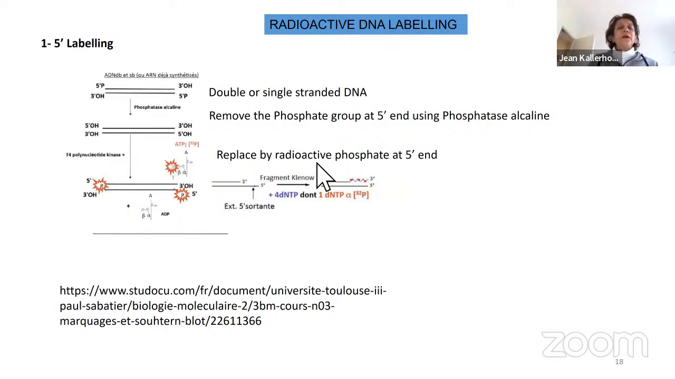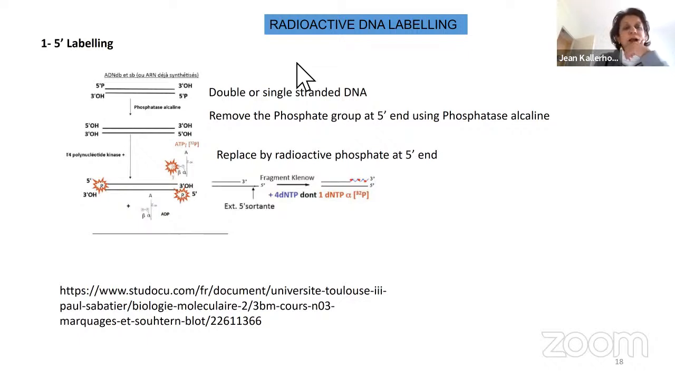Voila. Okay. So this concerns the labeling. Labeling is when you will insert, while making a copy of a DNA or an RNA, a radioactive molecule. It can be a C, a T, a G, or an A. Normally, it's usually a C radioactive molecule.